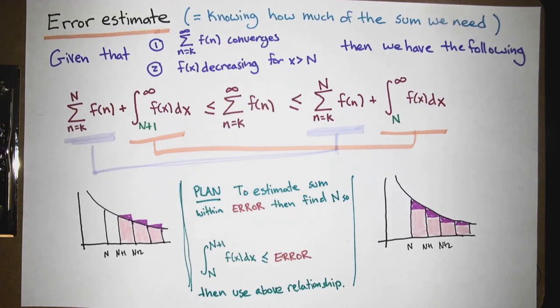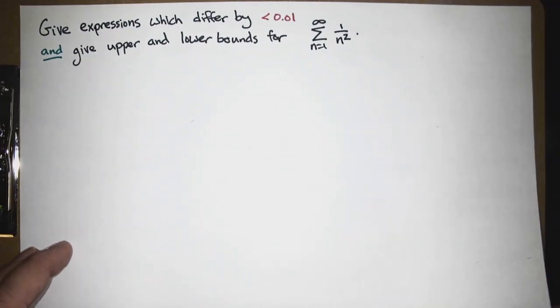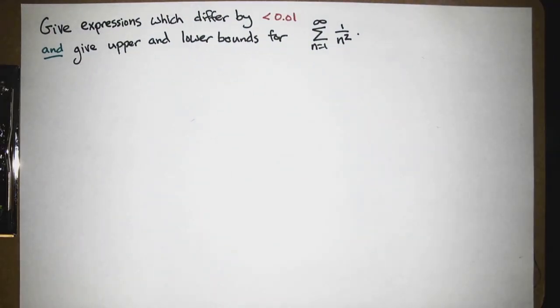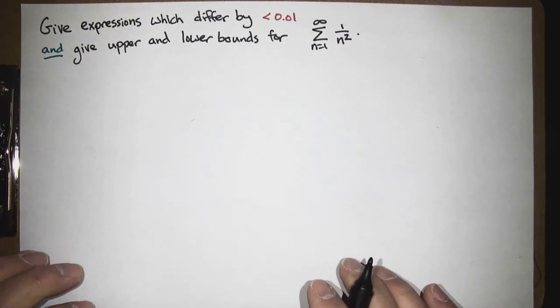Okay, so I want to show you how we can implement this. Give expressions which differ by less than 0.01 and give upper and lower bounds for the summation n equals 1 to infinity of 1 over n squared.